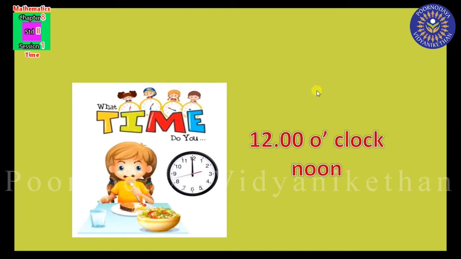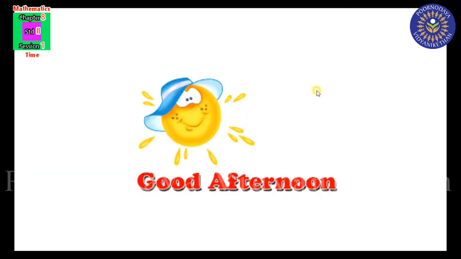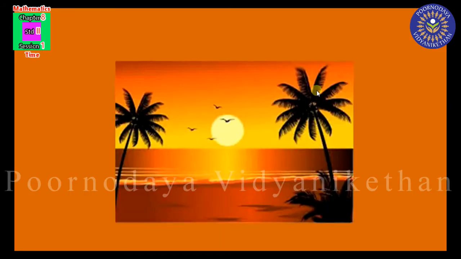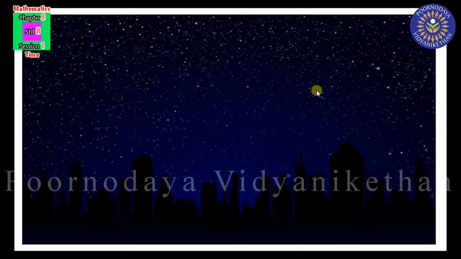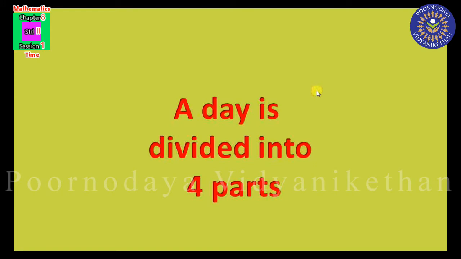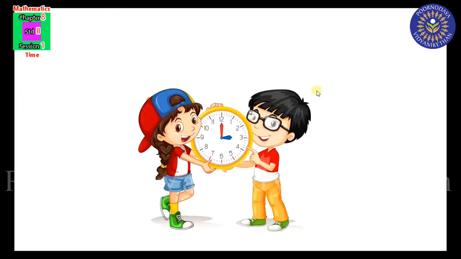The time between noon and evening is called afternoon. The sun sets in the evening. In the evening, we come back to home. The time between evening and morning is called night. And in the night, we go to bed. Like this, a day is divided into 4 parts, isn't it? Children, today we are going to learn more about time.